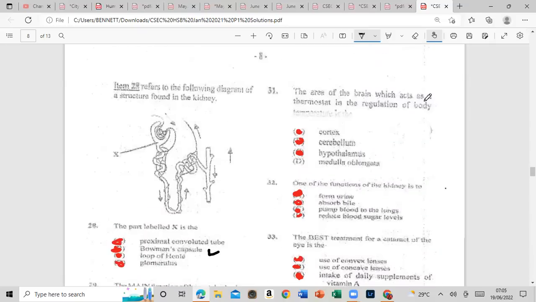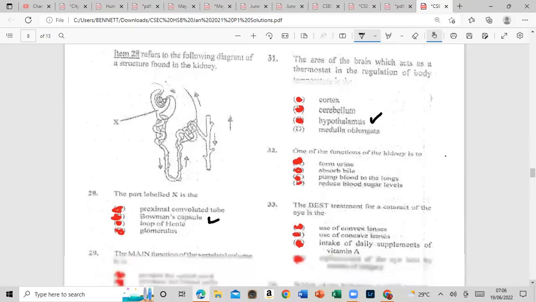The area of the brain which has the thermostat in the regulation of the body temperature is it the cortex, cerebellum, hypothalamus, or the medulla oblongata, and that is the hypothalamus. Guys, I'm trying my best. If I get another one like that, I'm going to do it over.